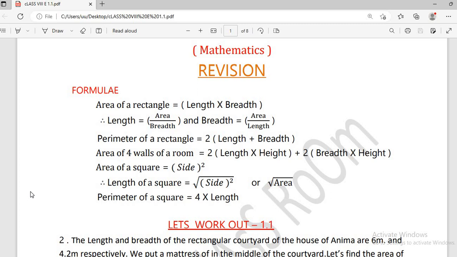Area of a square is side squared. Length of the side of the square is equal to root over area. Perimeter of the square is equal to 4 into length.